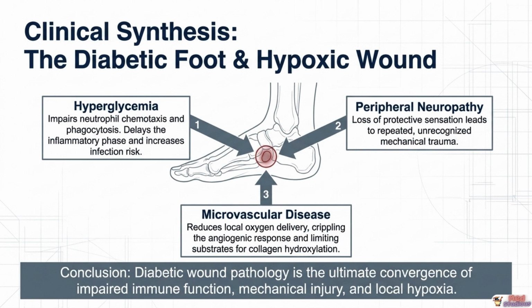They are life-saving interventions. The third mechanism is microvascular disease, progressive narrowing and occlusion of small arteries and capillaries in the extremities. This reduces local oxygen delivery, directly crippling the angiogenic response required to build new granulation tissue and simultaneously limiting the oxygen substrates required for collagen hydroxylation and neutrophil bactericidal function. The conclusion boards expect you to state: diabetic wound pathology is the ultimate convergence of impaired immune function, repeated mechanical injury, and chronic local hypoxia, all three operating simultaneously.